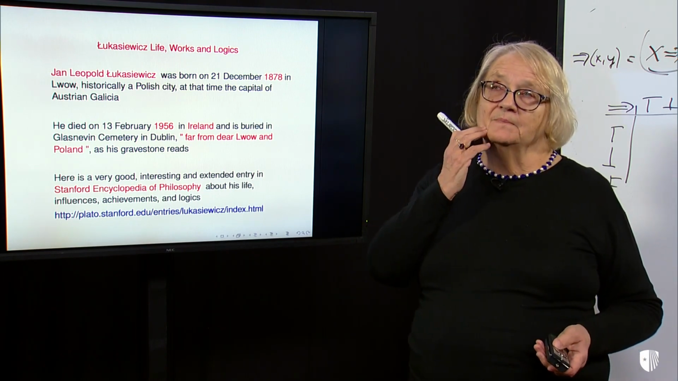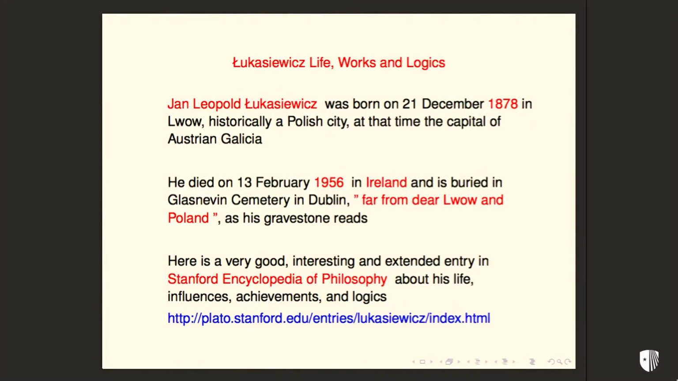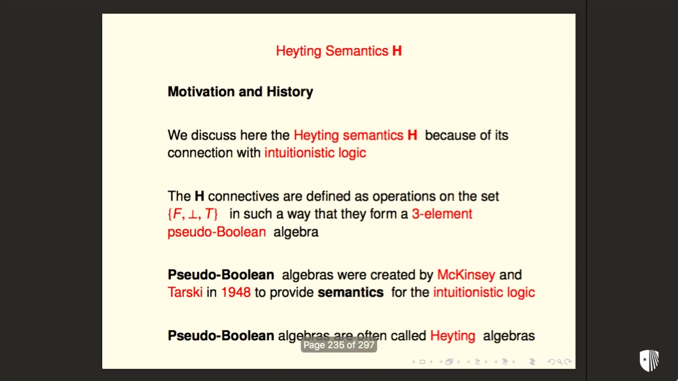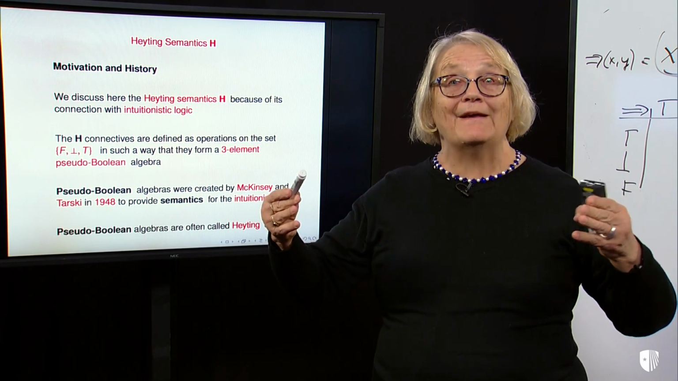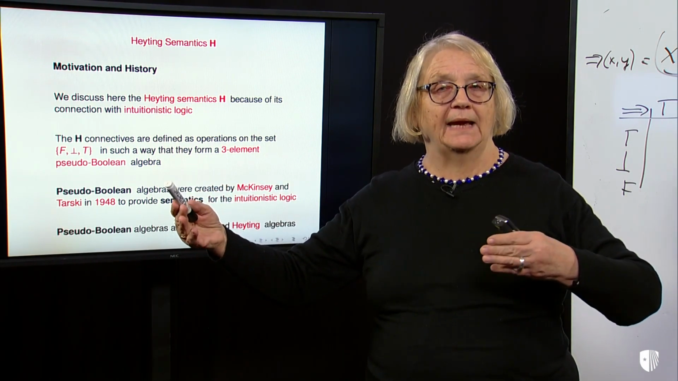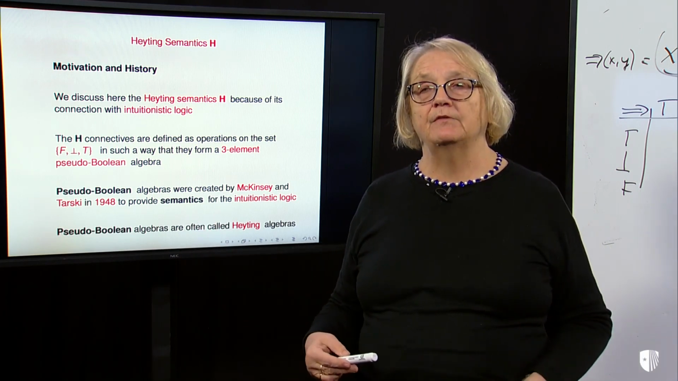And Łukasiewicz was born in Lwów. That was historically a Polish city, and at that time was the capital of Austrian Galicia, and now it's in Ukraine, and he died in Dublin. And so the second semantics, which I still want to discuss, is the Heyting semantics. Łukasiewicz is important because he was first to invent that you can have a logic which has more values.